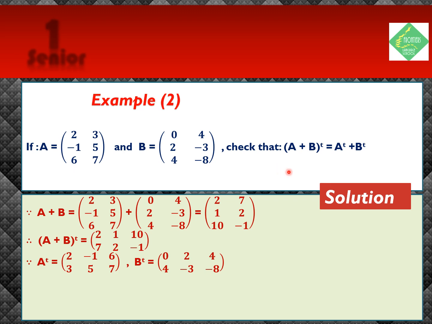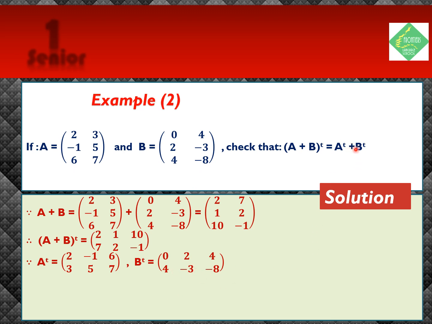Now we are going to solve the right hand side. A transpose: if you transpose A, 2, negative 1, 6 in the first column will be the first row, and 3, 5, 7 will be the second row after being the second column. B transpose: 0, 2, 4 in the first column will be the first row, and 4, negative 3, 8 in the second column will be the second row.